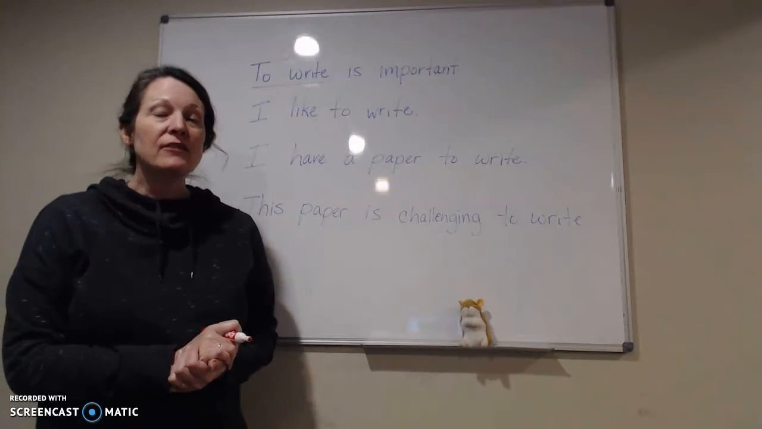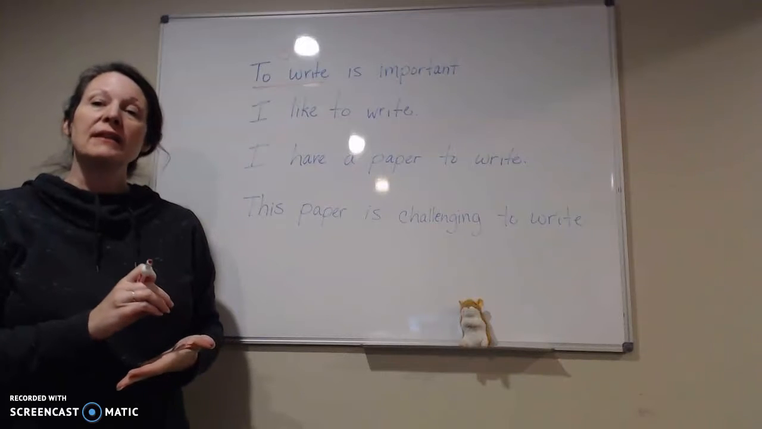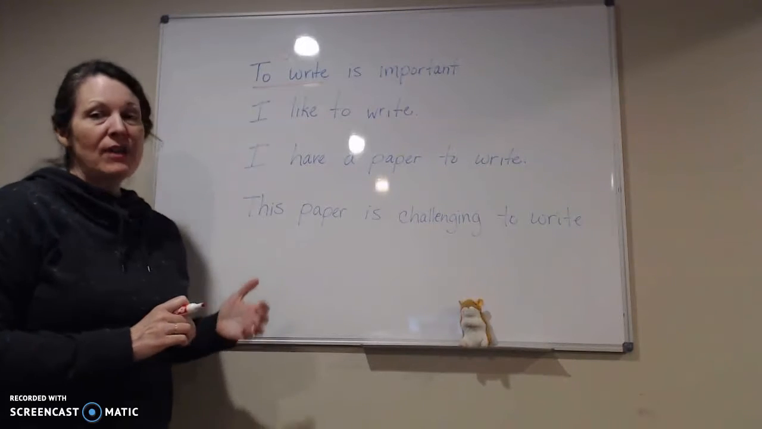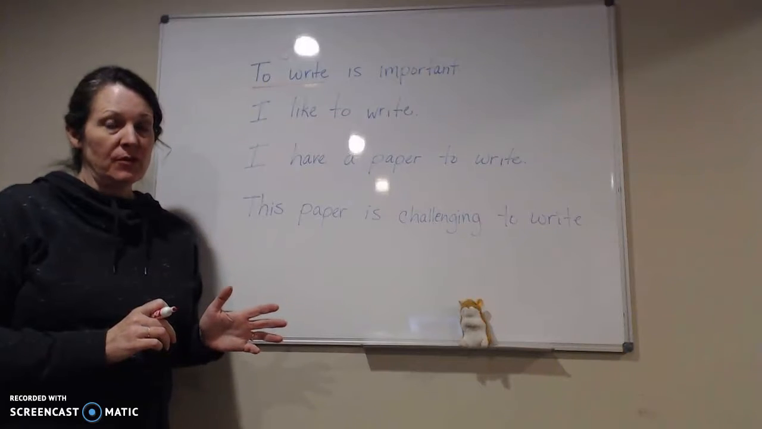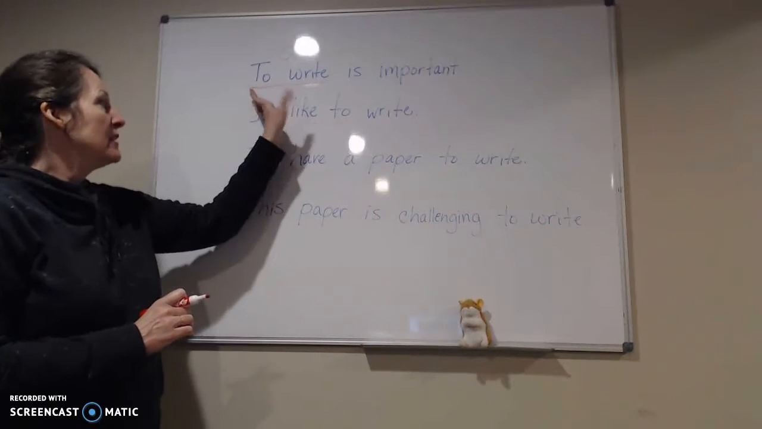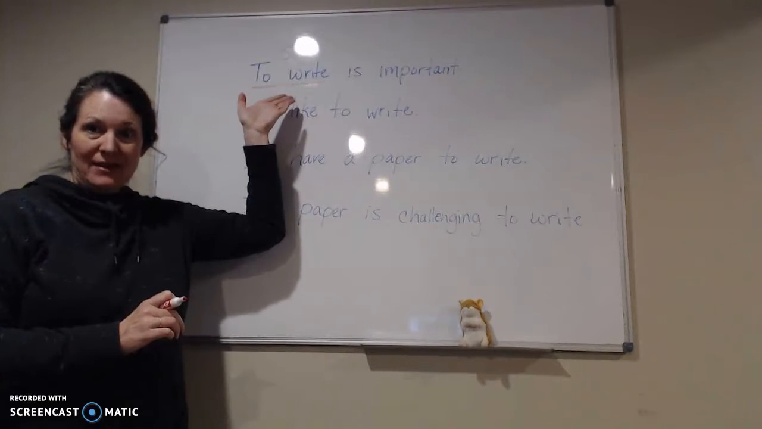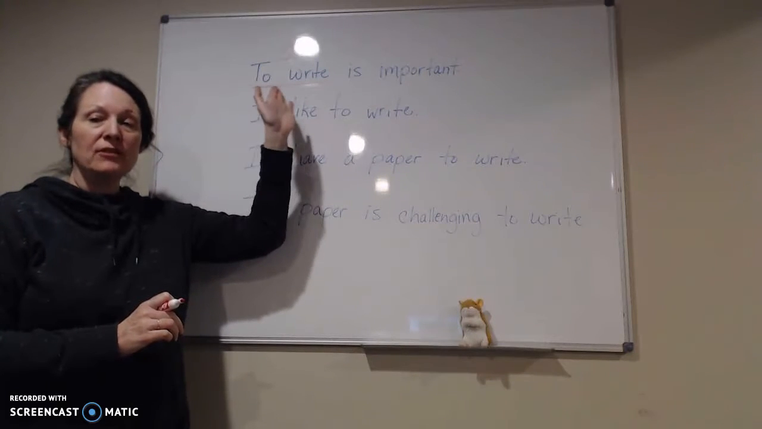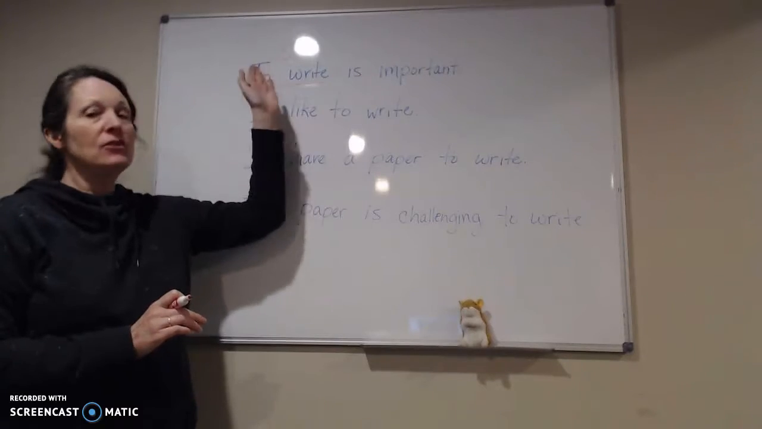Picking up from where our last video left off, we had just talked about infinitives. They are to plus a verb used as a noun, adjective, or adverb. So again, we're talking about verbals from chart Q. We had identified "To write is important." "To write" is a noun in the sentence. It's an infinitive. It's to plus a verb, but it's acting as a noun because it's the subject of the sentence. What is important? To write.